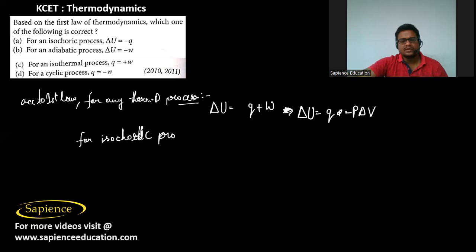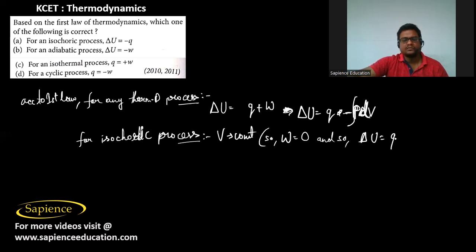So for isochoric process, it is actually minus of integral P dV. For isochoric process, the volume remains constant, so the work done will be equal to 0. And so we can say that delta U will be equal to Q.